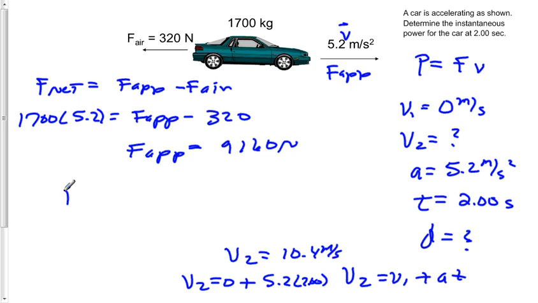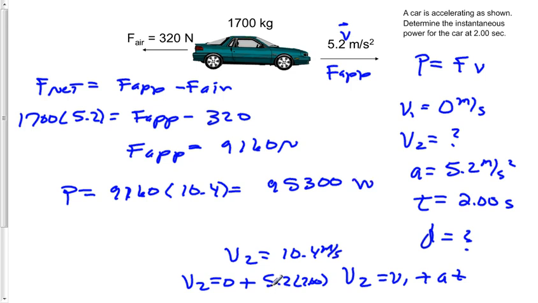I need to find my power instant. I will just take 9,160 and I will multiply that by 10.4. And that gives me 95,300 watts.